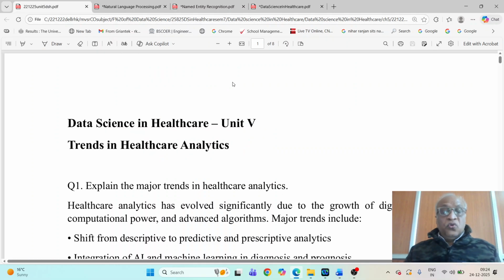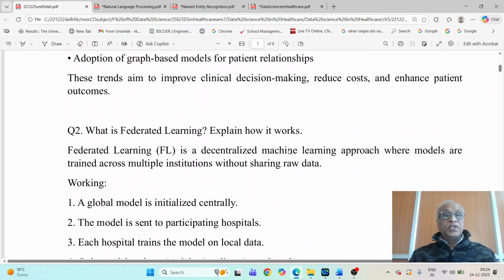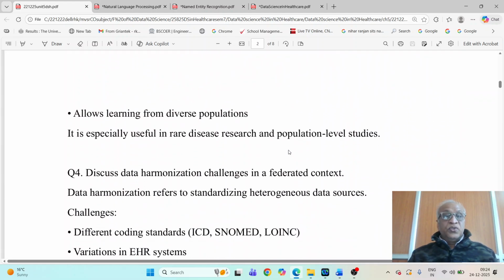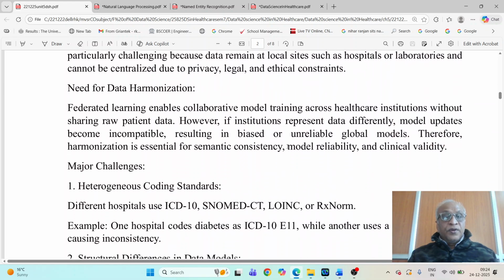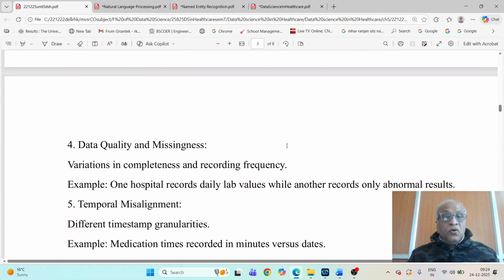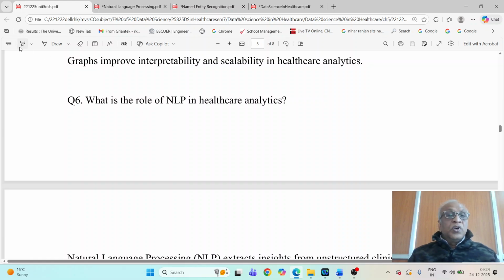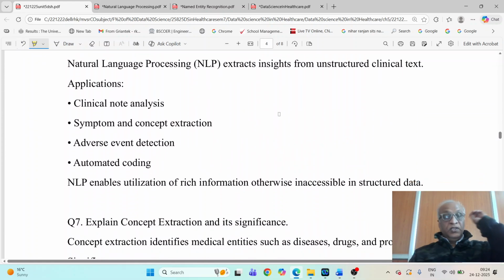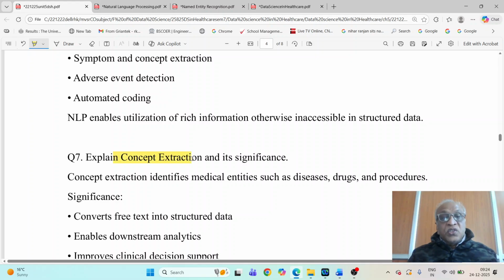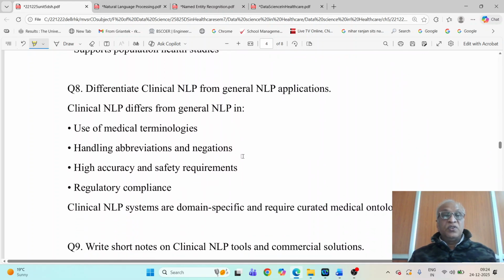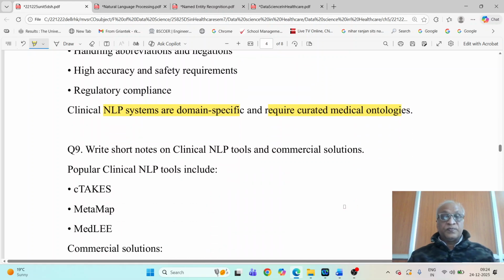Coming to a few questions related to these topics, let us look at the list of questions, very few though. So we understood what is the role of NLP in healthcare analytics, right? We have understood what is concept extraction and what is its importance. We also know the difference between clinical NLP and general NLP, because we know that clinical NLP is more domain specific and requires curated medical ontologies.